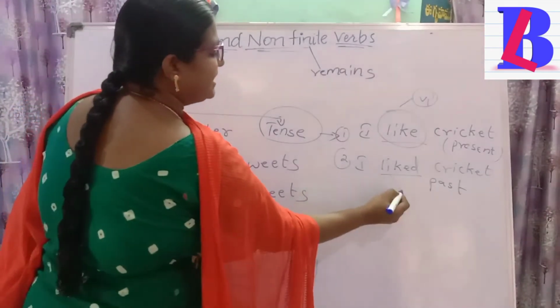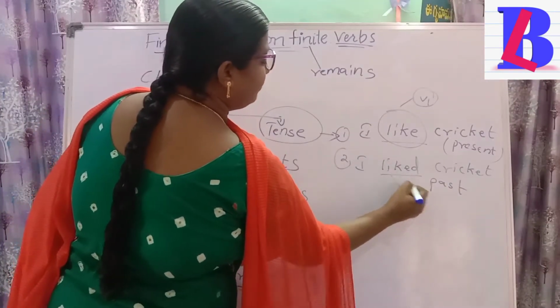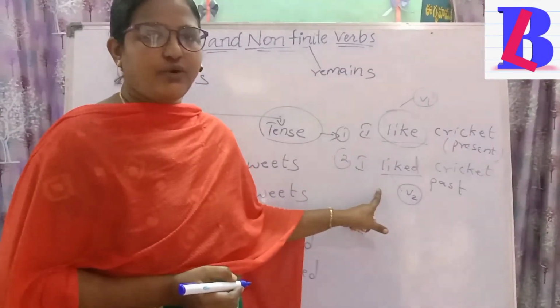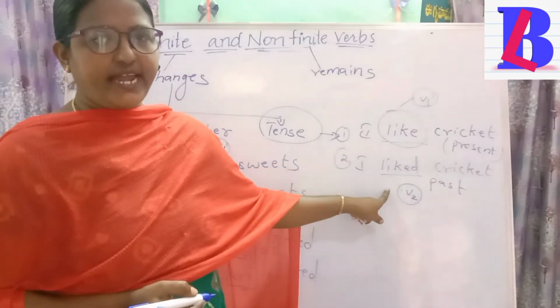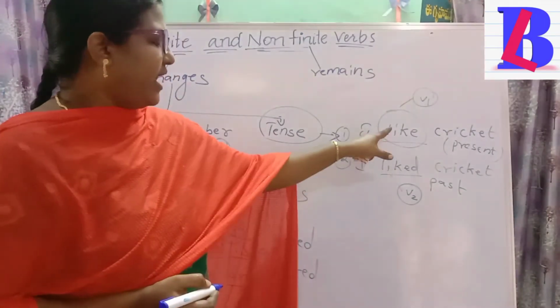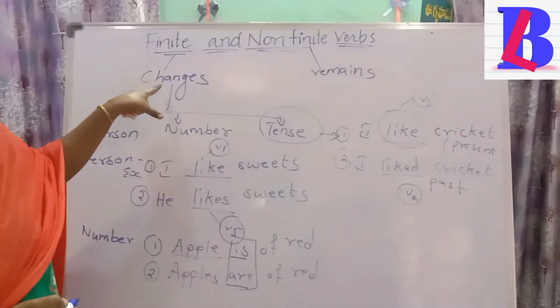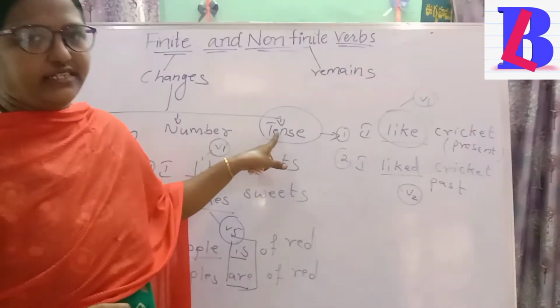The verb in the second sentence, I liked cricket: liked is in V2 form. It is in past tense. So here like and liked come under finite verb as they change according to the tense. A finite verb changes with the person, number and tense.